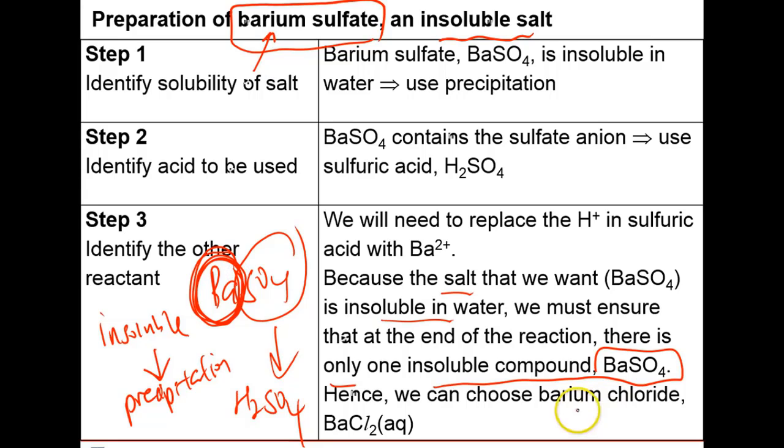So in this case, we can use barium chloride, BaCl2. Or if you want, you can use barium nitrate. All nitrates are soluble. Okay, all nitrates are soluble. So if you are in doubt, just use a nitrate-based compound, because nitrates are confirmed soluble.